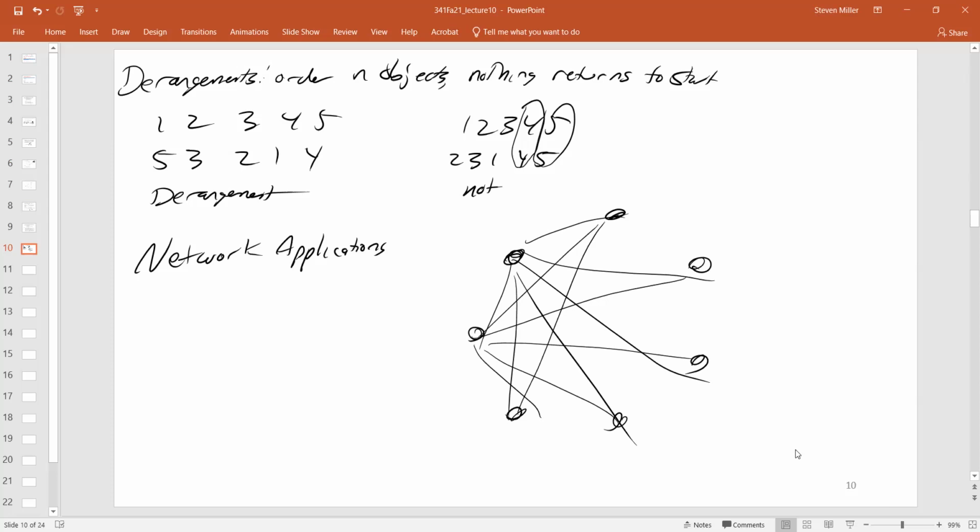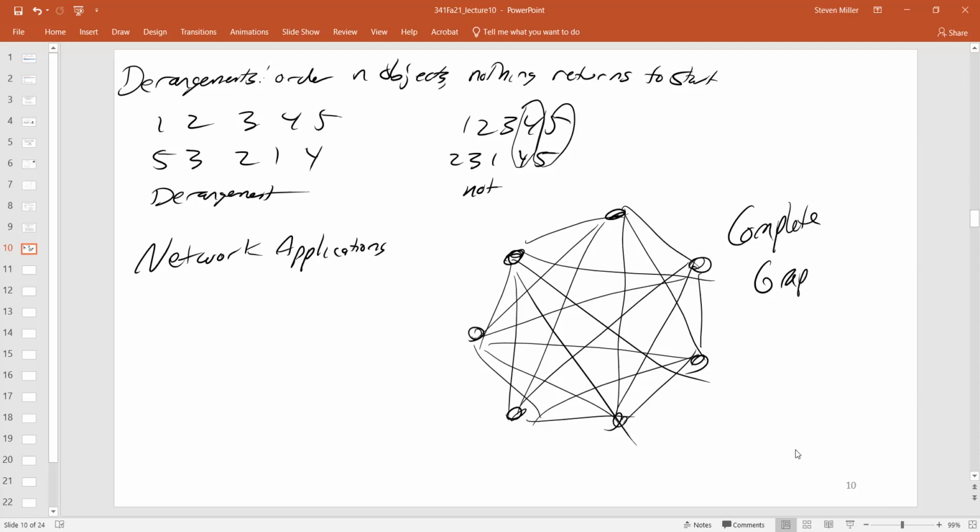So why don't we just do that? I'm sorry? It's expensive, right? So this is the complete graph, but it's expensive. If you have n vertices, how many edges would we have? Well, every vertex is connected to every other.